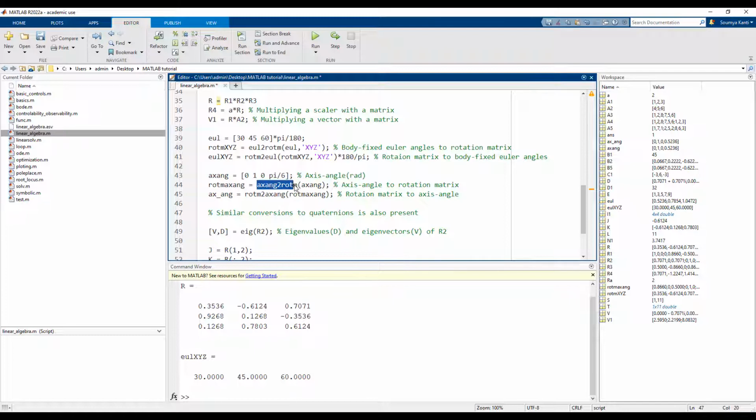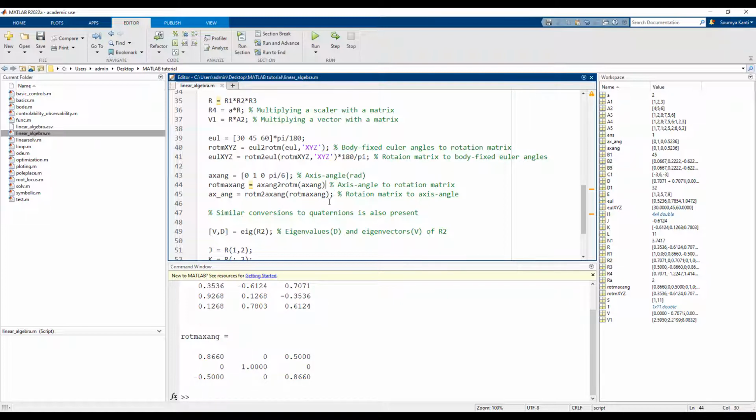Now this is the function, and if I now run it, so this is like I am rotating by pi by 6 along the y axis, so 0 1 0 is the y axis. So you can see the output. So this is the output, and you can see exactly it is that.